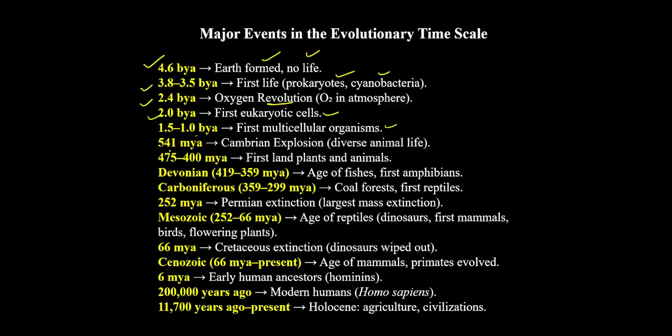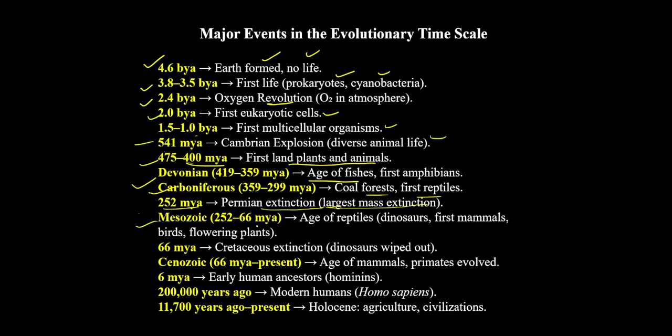541 million years ago, the Cambrian explosion occurred, the diversification of animal life. 475 to 400 million years ago, first land plants and animals came into existence. In the Devonian period, which was the age of fishes and first amphibians, and the Carboniferous, coal forests and first reptiles were there. 252 million years ago, Permian extinction, which was the largest mass extinction.